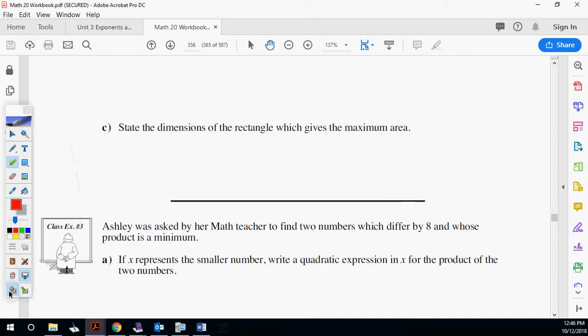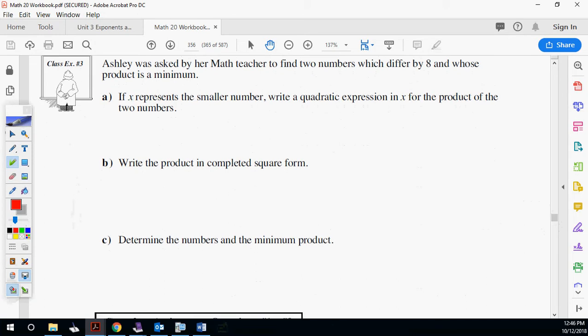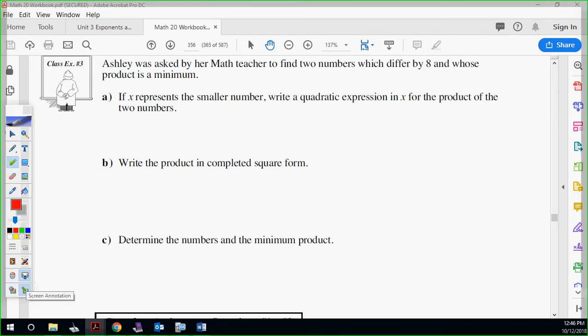All right, last one for this page. Okay, Ashley was asked by our math teacher to find 2 numbers which differ by 8 and whose product is a minimum. So 2 numbers that differ by 8 and the product is a minimum. So the way you put that in words, which people get confused, the larger number is going to be 8 more, right?